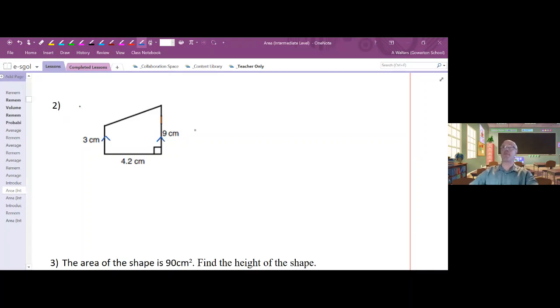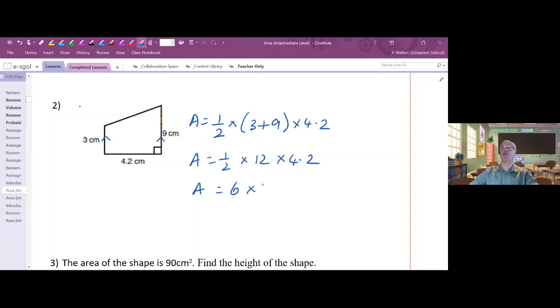So once again, the formula is the area equals half times the two parallel sides, and the parallel sides are the 3 and the 9, times the perpendicular distance in between, which is 4.2. BIDMAS, work out the brackets first. Now, a half of 12 is 6, so 6 times 4.2.